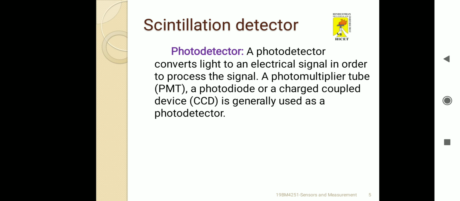Photodetector. What is the role of the photodetector? It converts the light into an electrical signal in order to process the signal. A photomultiplier tube, a photodiode, or a charge coupled device can all be used as a photodetector.